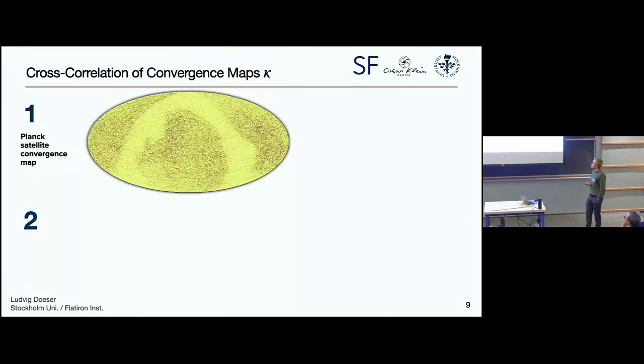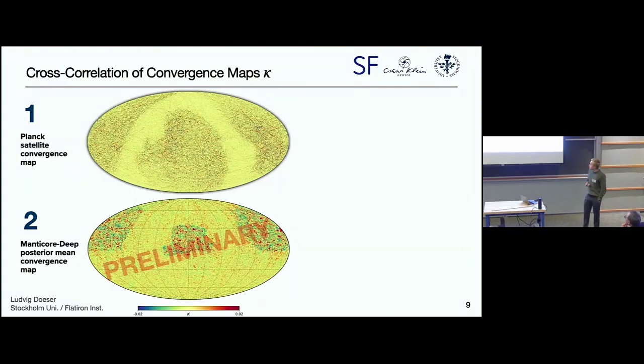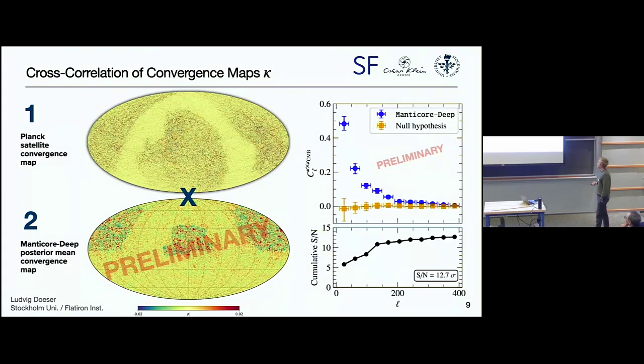And in the top here, you see the Planck satellite convergence map. And in the bottom here is our reconstructed Manticore Deep posterior mean of the convergence map. So for this Manticore Deep project, we get access to a set of digital twins, and this is the posterior mean of those simulations when you forward evaluate them and create this kappa map. We can cross-correlate these two, and we nicely get a signal.